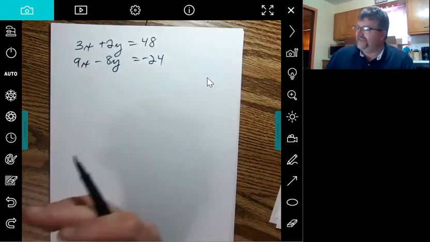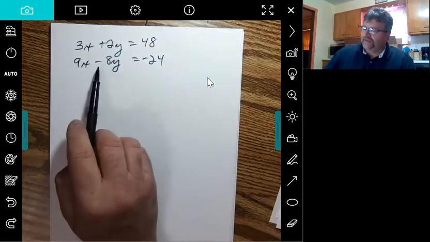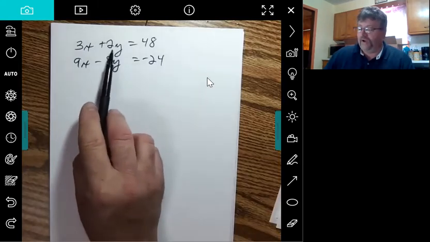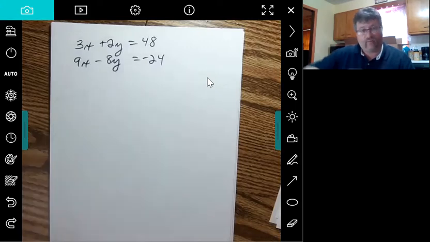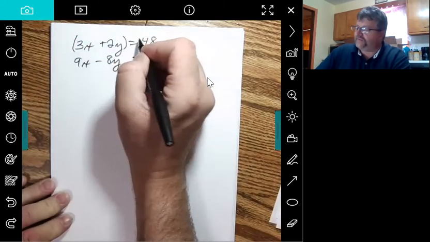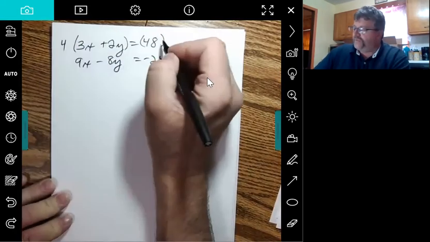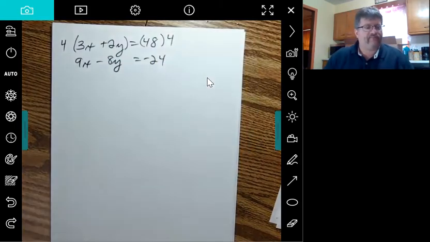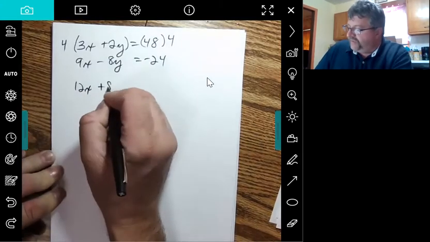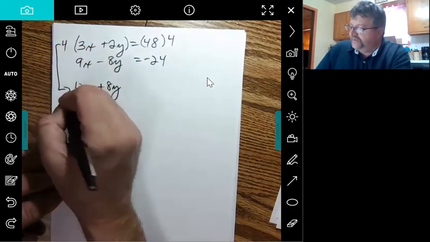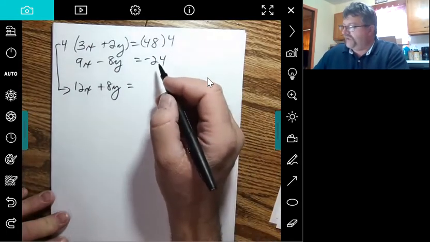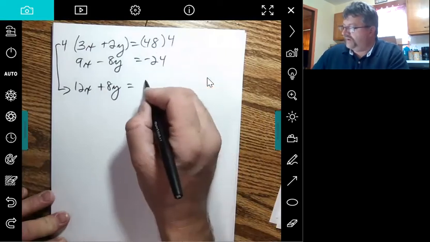So I gotta think and I gotta ask myself a question. Well, I've got a negative 8y here. If this were a positive 8y, then positive 8y plus negative 8y goes to 0. So I'm going to manipulate the top equation by the process of multiplication, and I'm going to multiply the top equation by 4. Okay? What happens when I do that? I get 12x plus 8y, so now I'm writing the top equation down here on the bottom, okay, but it's the top equation. 48 times 4 is what?